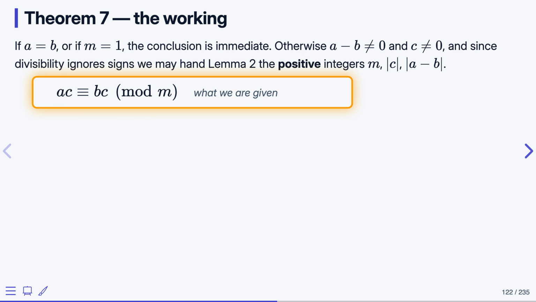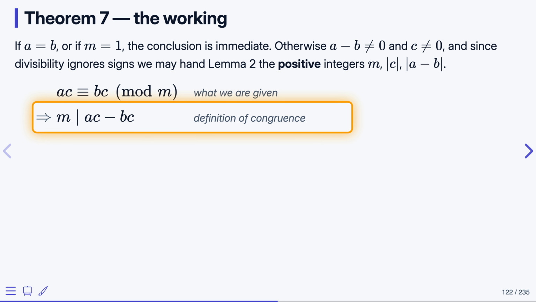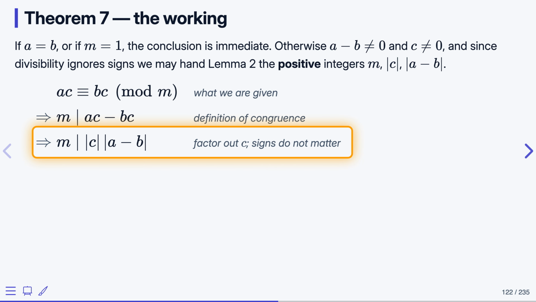Line 0. We are given that a times c is congruent to b times c, mod m. Step 1. By the definition of congruence, m divides ac minus bc. Step 2. Factor out the c. Divisibility does not care about signs, so we may write this as m divides the size of c times the size of a minus b. Both of those are now positive whole numbers.